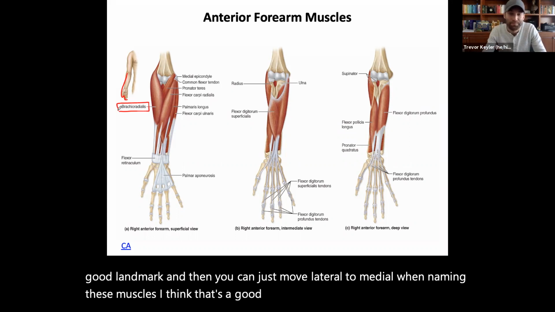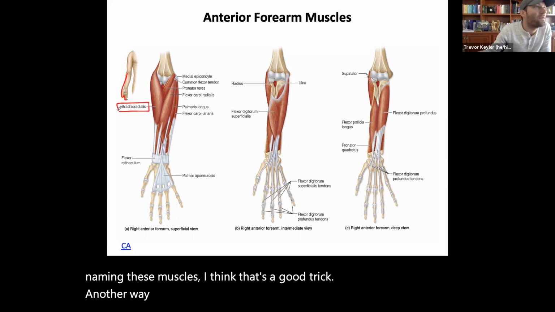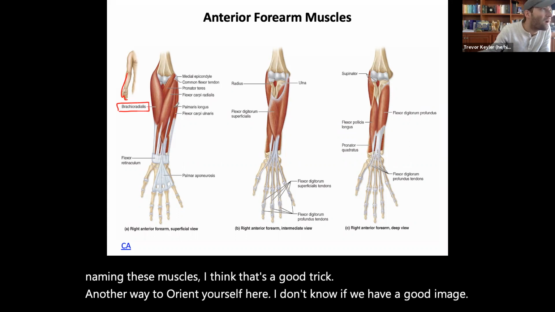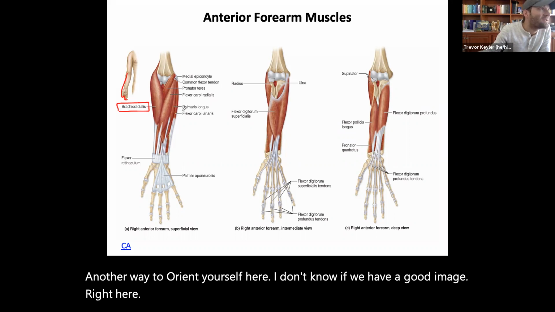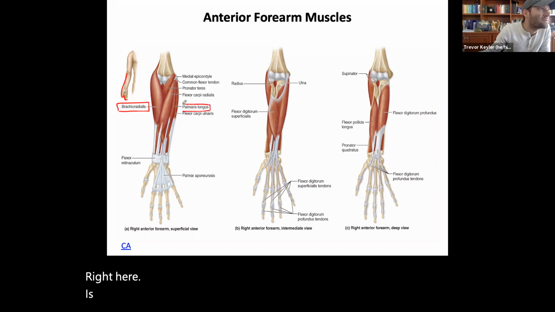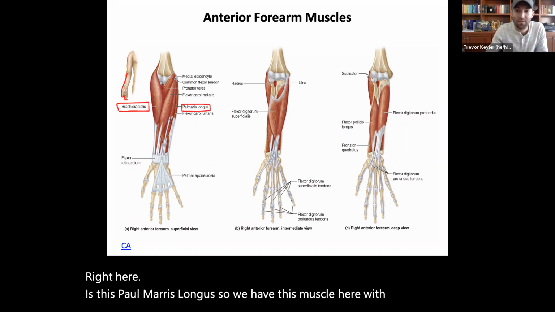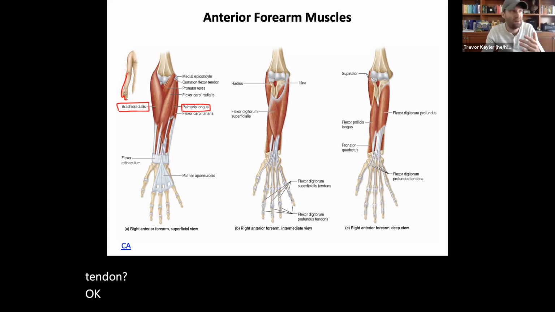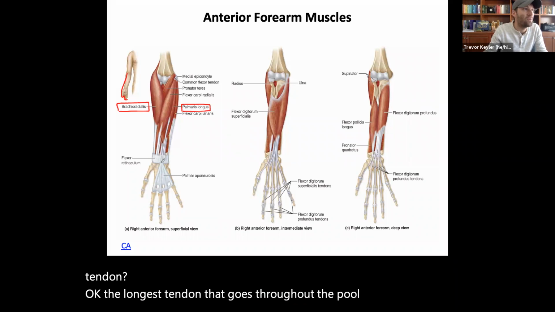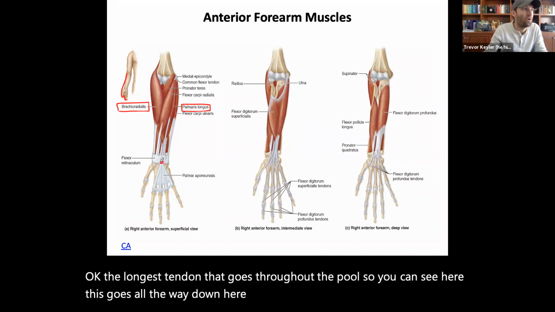I think that's a good trick. Another way to orient yourself here is this palmaris longus. We have this muscle here with this giant tendon, the longest tendon that goes throughout the palm. You can see here, this goes all the way down to your wrist. So you can start there, and then that runs deep underneath some other muscles.